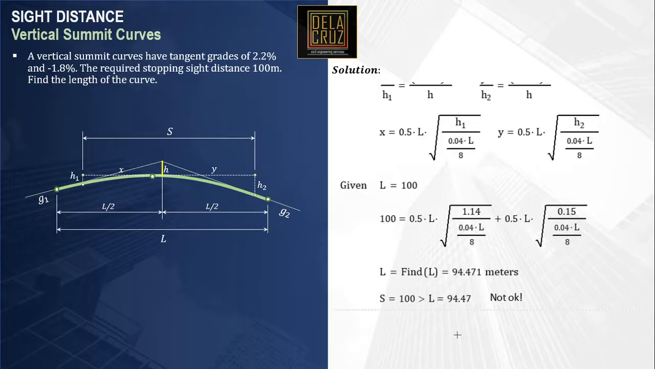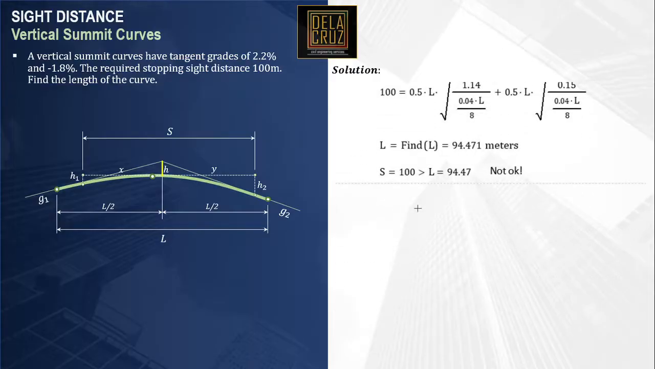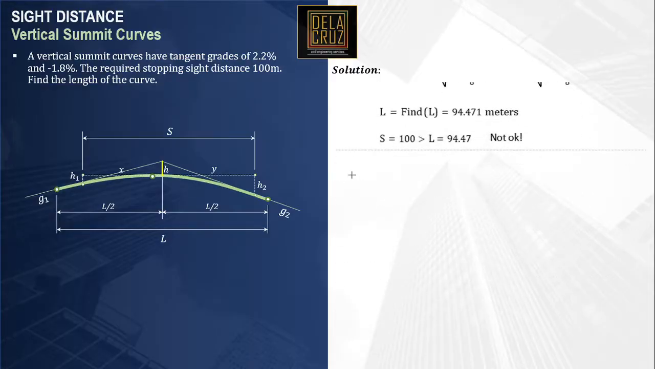Now, this value here is not acceptable. Okay? Because take note that H here and H1 and H2 fall on the curve. If S is greater than L, then this H1 and H2 will not fall on the curve. That will fall on the tangent grades. Okay? So, using H, now we have actual scenario, S should be greater than L. Okay? This will be our actual scenario.